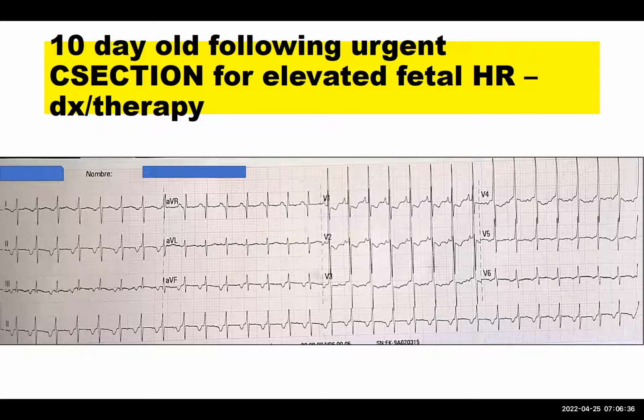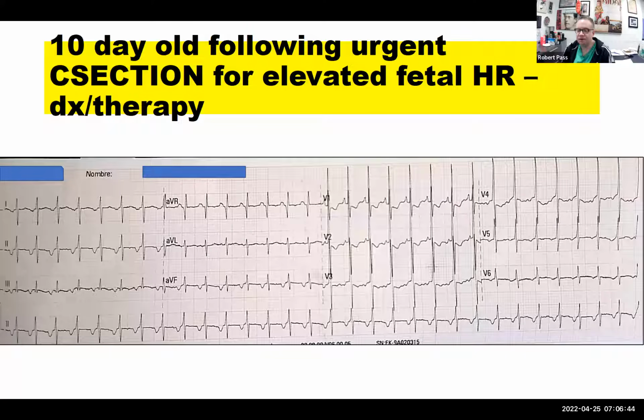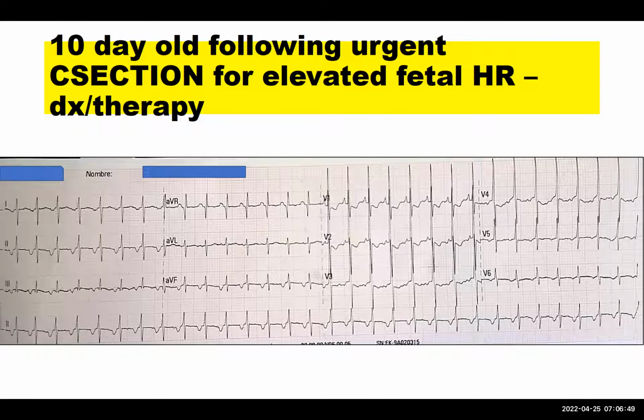We're not going through the, oh, actually, we are going through the AV node. What is PJRT? So in PJRT, we go from the A to the V through the AV node. And how do we go from the V to the A? Through an accessory pathway. Right.